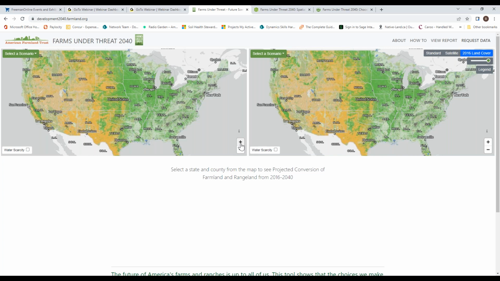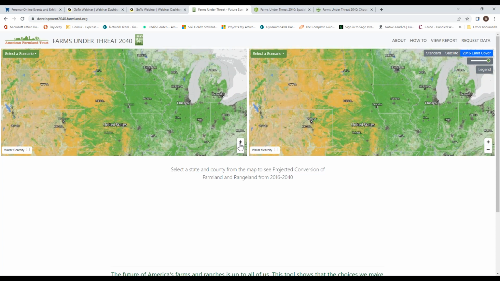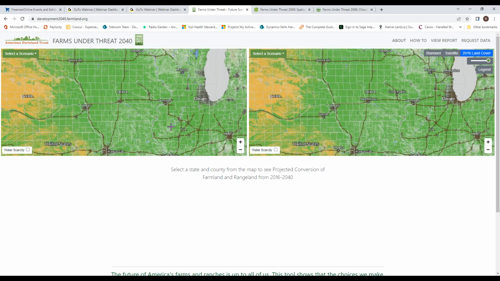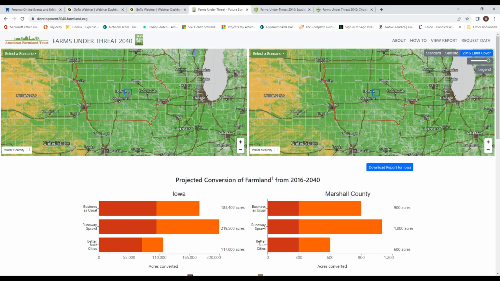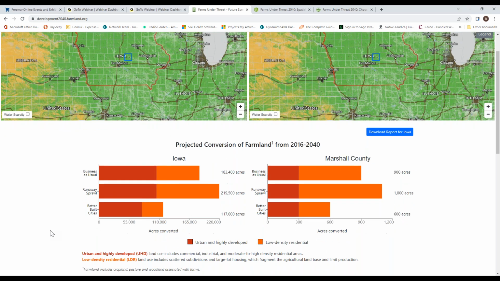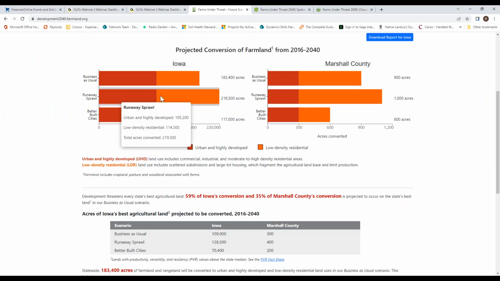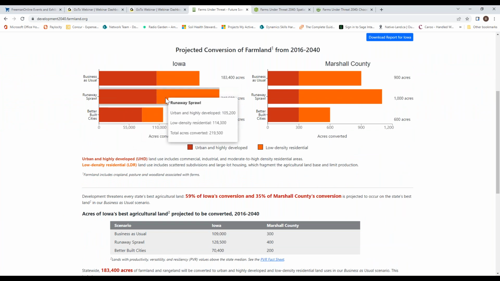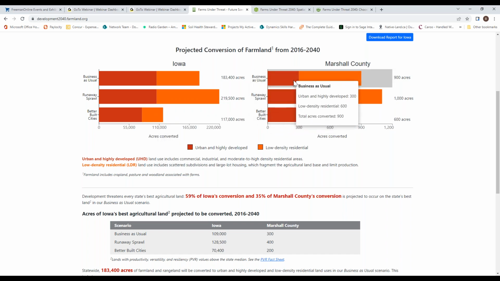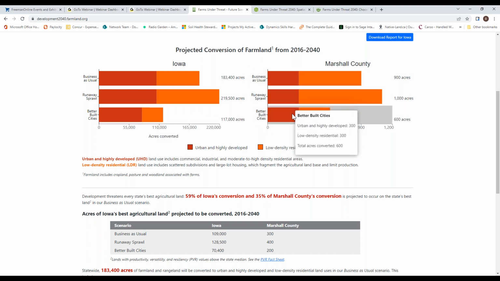So with that, we are now going to zoom in to Iowa, and you just click on the state, and you will see what comes up down below. And so we're going to take a few minutes to talk about this. On the left, you see the projected conversion statewide under the 3 scenarios, and it's broken into the dark red or rust, that is the urban and high density development, and on the right is the lighter orange, and that is the low density residential land use.